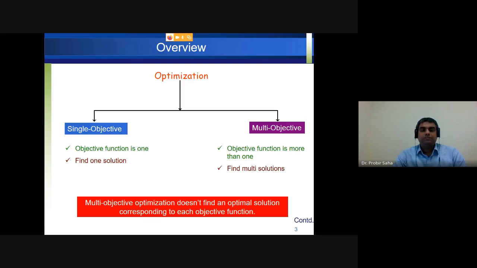Now, multi-objective optimization does not find an optimal solution corresponding to each objective function. So there can be a kind of misconception that it may solve individual objectives one by one, and we will get one optimal solution for the first objective, a second optimal solution for the second objective, and so on. But this is not the case. All the objective functions are, I would say, considered simultaneously.